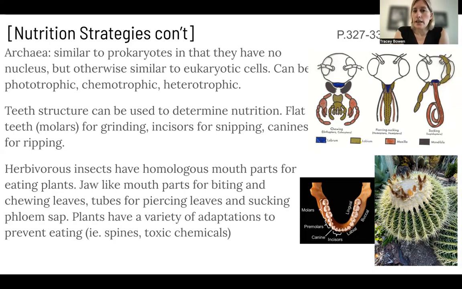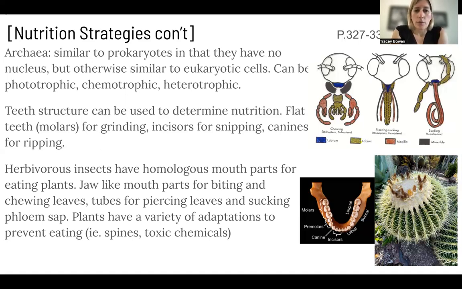Herbivorous insects, and you can see this picture up here at the top right, have homologous mouthparts for eating plants. And so they have jaw-like mouthparts for biting and chewing leaves. You can see that one on the left. They have tubes for piercing leaves. That one's in the center. And then you could also have sucking mouthparts for accessing plant flowers, for example.